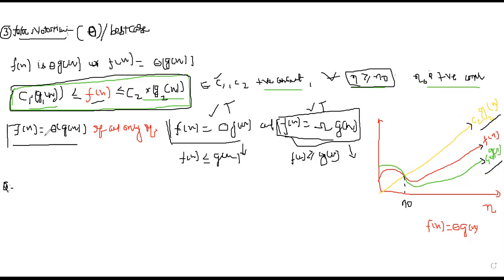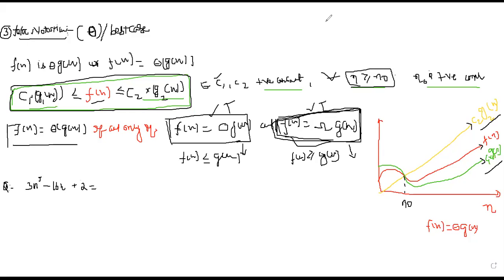Or in other terms, we can say f(n) is theta of g(n) only when f(n) is big O of g(n) and f(n) is omega of g(n). If both conditions are true, then only we can say this is true. For example, suppose I give 3n to the power of 5 minus 16n plus 2.